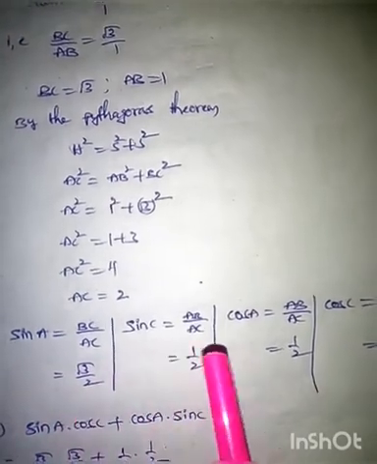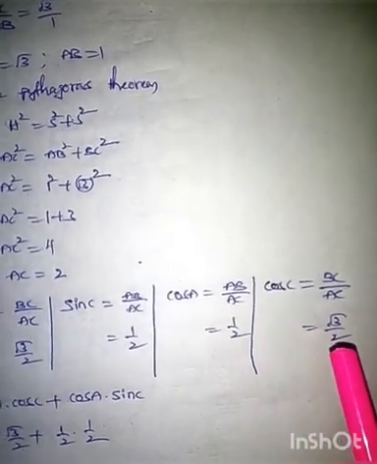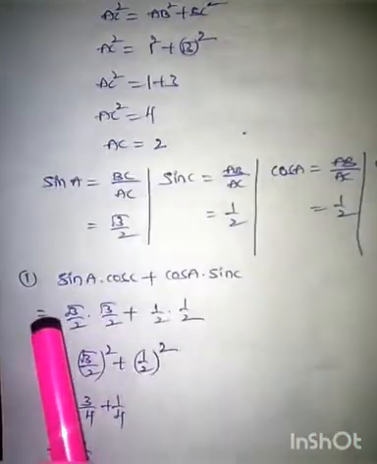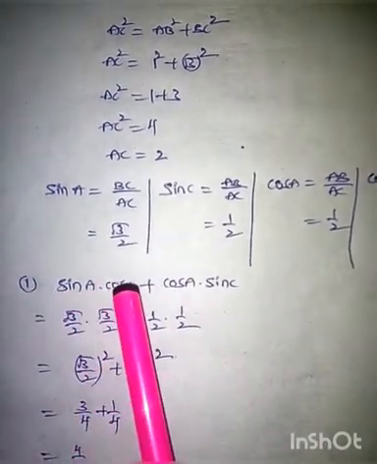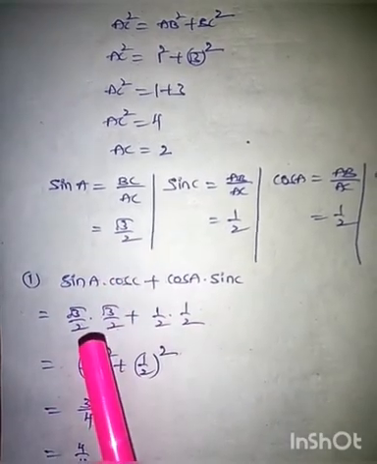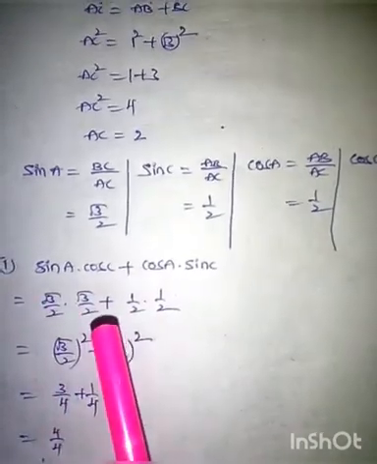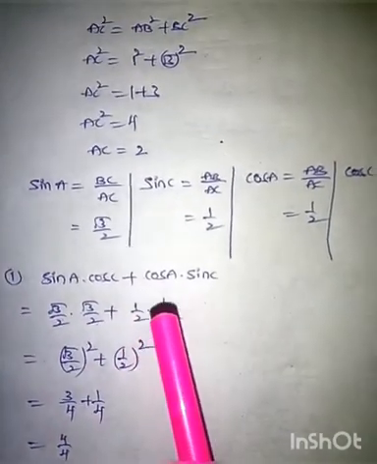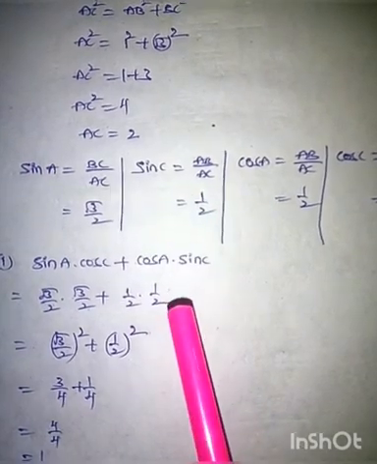And similarly in this way calculate cos A and cos C. If you calculate cos A, the value is 1 by 2 and cos C, the value is root 3 by 2. Now substitute these values in the first statement, that is sin A into cos C plus cos A into sin C. Sin A is root 3 by 2, cos C is root 3 by 2, plus cos A is 1 by 2 and sin C is 1 by 2.